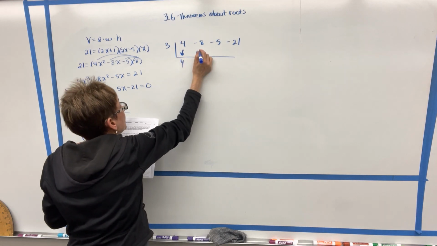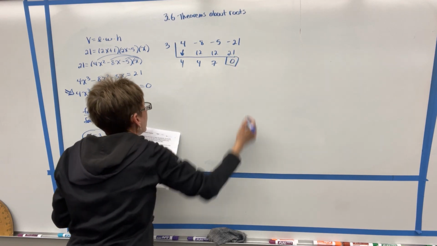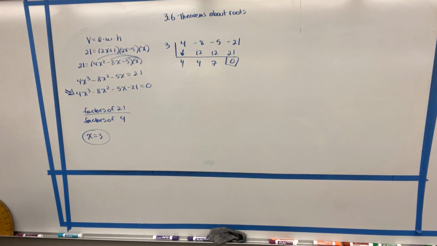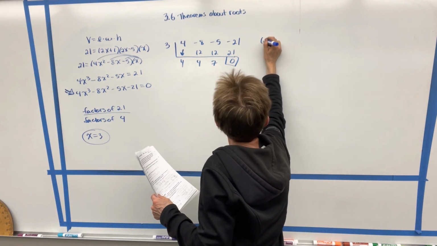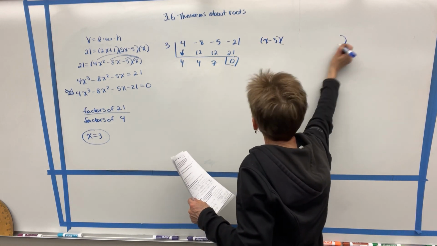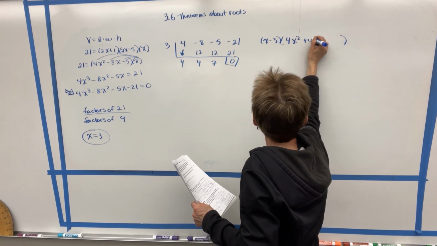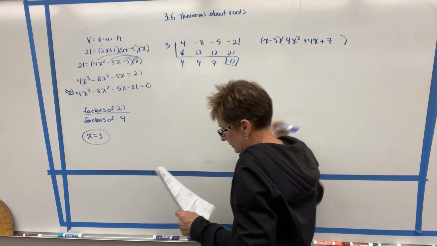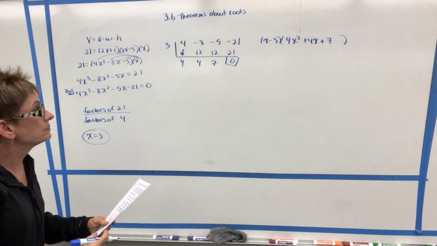I'm bringing down the 4 here. And the good news is that 3 does work. I can see that the remainder is 0. So I know that my function can be written as x minus 3 times my other factor here, 4x squared plus 4x plus 7. Now that polynomial is not factorable, but I can use the quadratic formula.